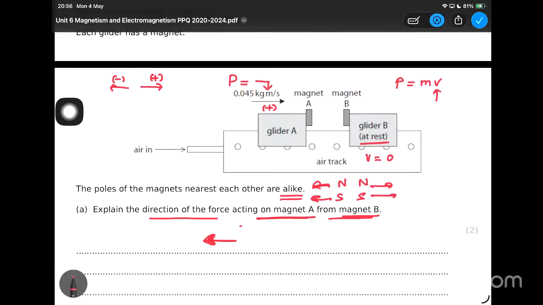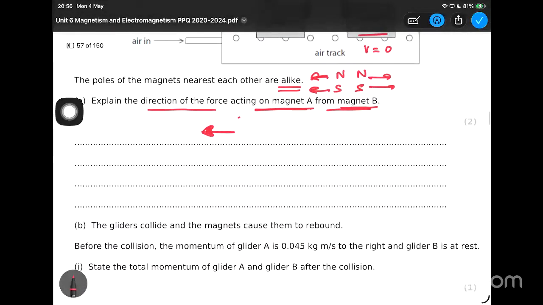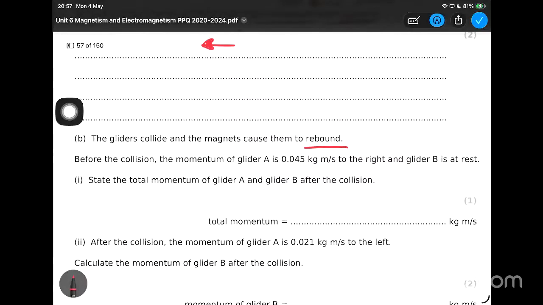The reason: A and B both have alike magnetic poles. So when you have like magnetic poles, then there will be a repulsion force. So it has to be mentioned there, the repulsion force. Then the gliders collide and the magnets cause them to rebound. Okay. Before the collision, the momentum of glider A is 0.045 to the right and glider B is at rest. State the total momentum of glider A and B after the collision.